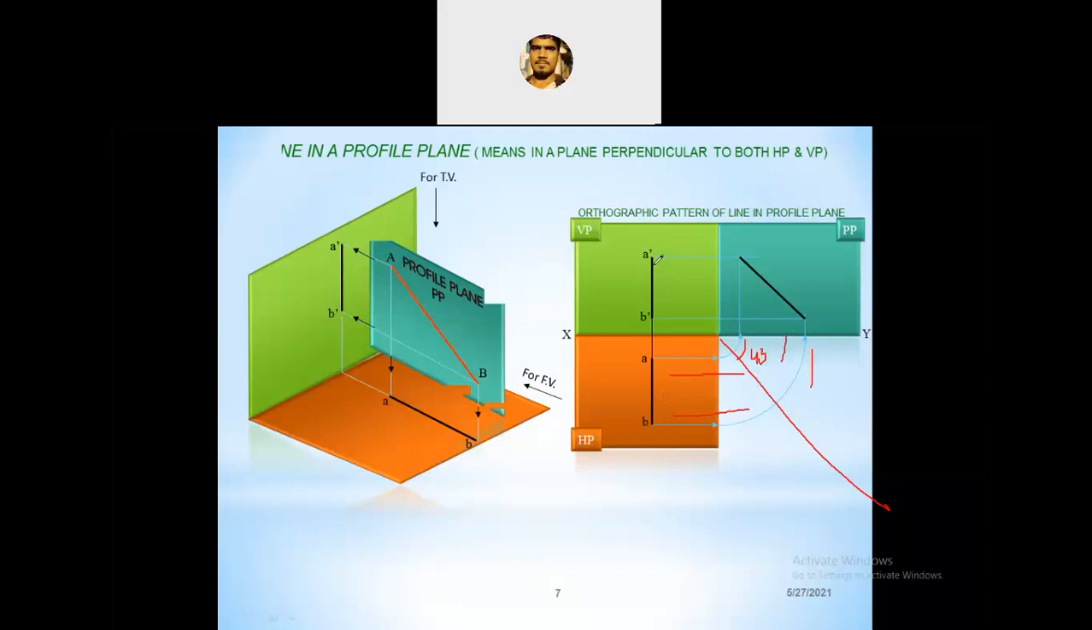Then draw the locus of that front view, and the intersection of this projected line and this locus will give the side view A double dash and B double dash. This is the procedure for side view.